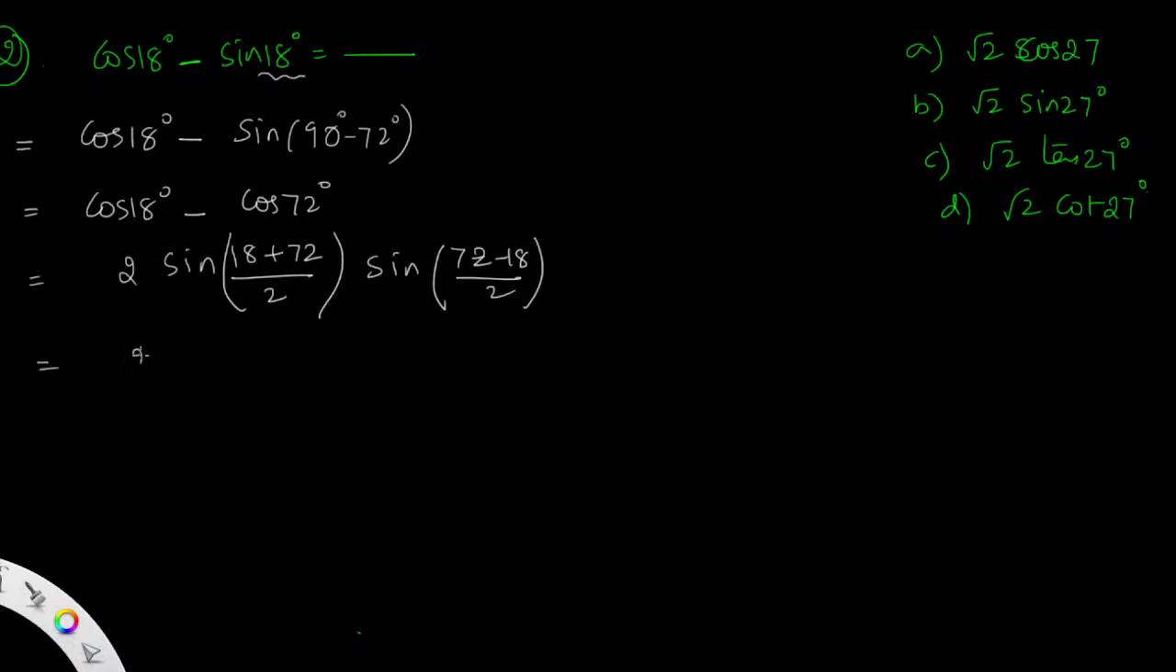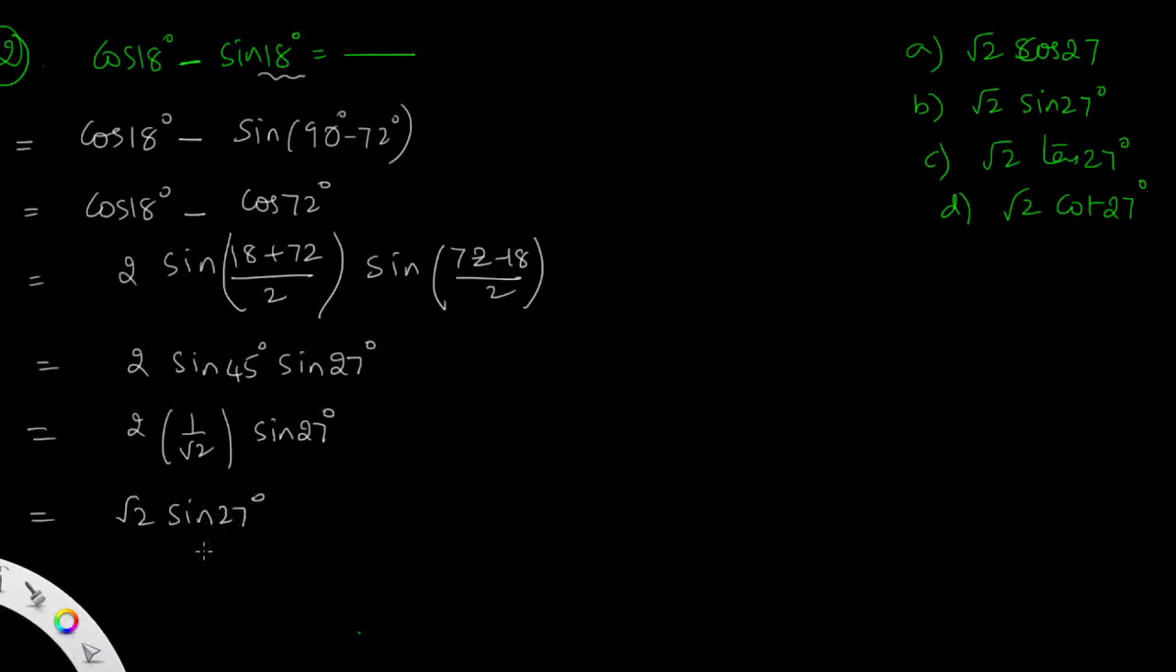Then it goes to 2 sine 45, 90 by 2, that is 45, and then sine 54 by 2, that is 27. So sine 45 is nothing but 1 by root 2, so 2 into 1 by root 2 into sine 27. So that is root 2 rationalized. Then it goes to root 2 sine 27. So that is the option, the second option.